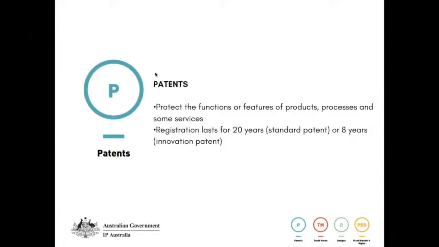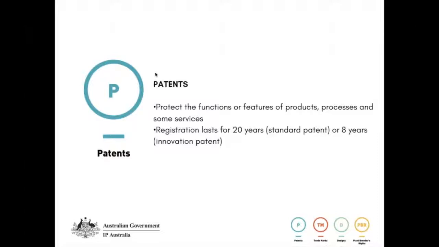So for those particular products and inventions, what a patent does is give protection over the functions and features of that product, and again, as I mentioned, methods and processes, which can be the underlying basis of business services as well. The patent itself will give you a monopoly right, so you as the owner have control over that patent in terms of who sells it, manufactures it, and otherwise exploits it, and the term of that protection will last for 20 years for what we call a standard patent, or 8 years for an innovation patent.